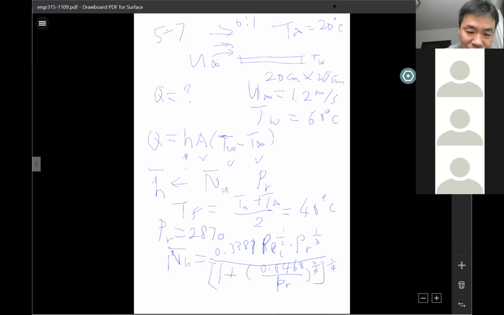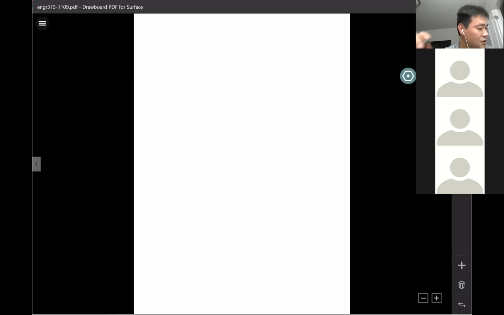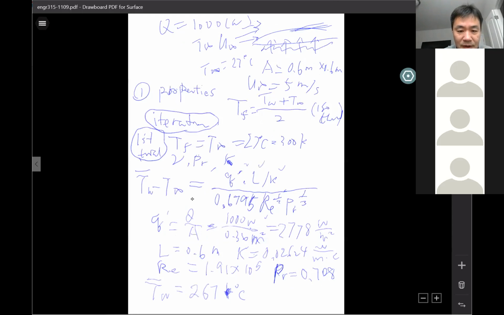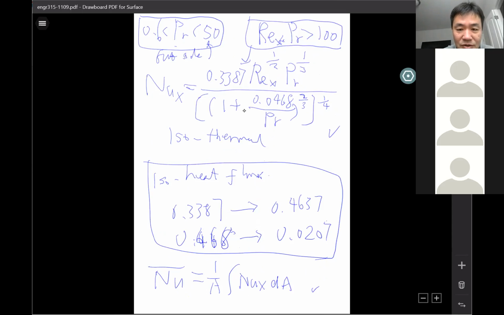This is not the average actually. I followed the book, so this is still the local Nusselt number at x. The average is just 2 times that. Hold on. The Nusselt number at the end of the plate is 152.2. Remember, when we talk about this equation, we talk about the coefficient. This is the isothermal condition, so we use the original equation. If it's iso heat flux, then the coefficient changes. In this case, we don't need to change the coefficient.